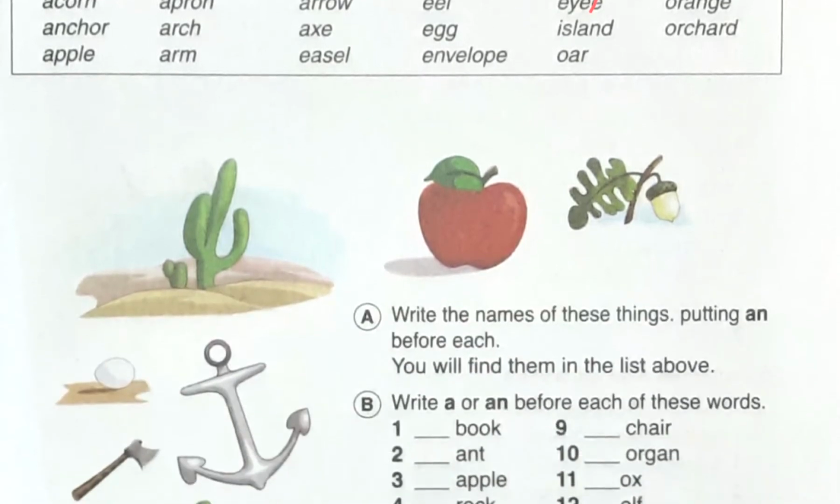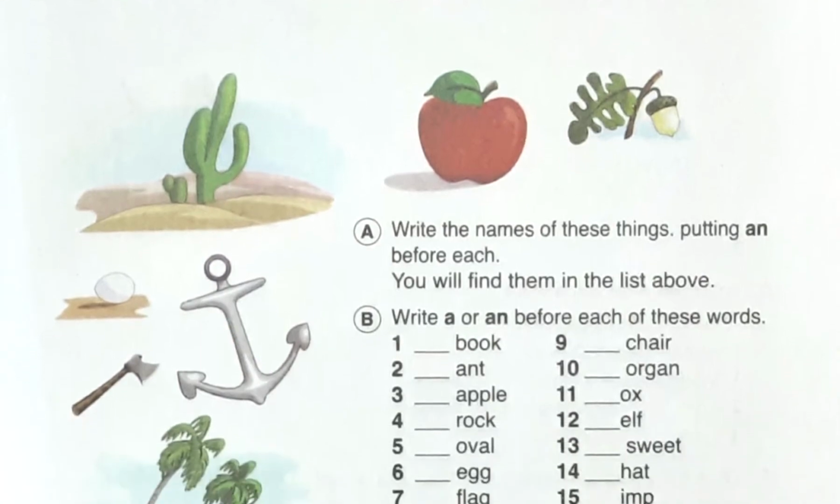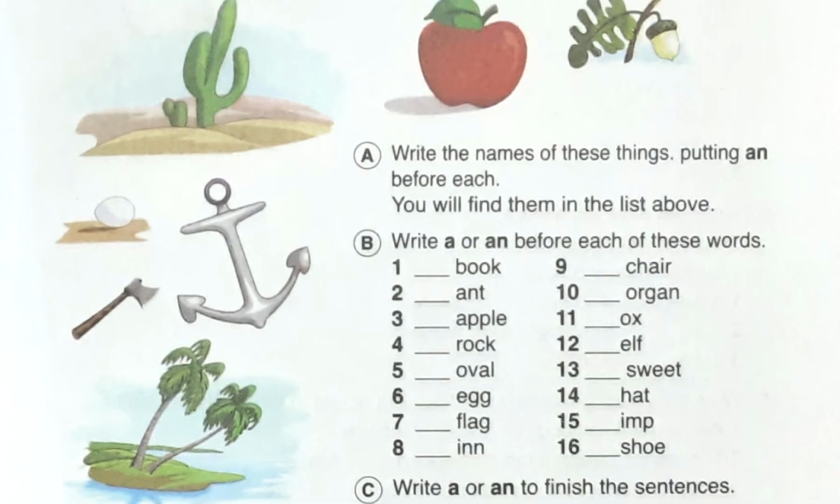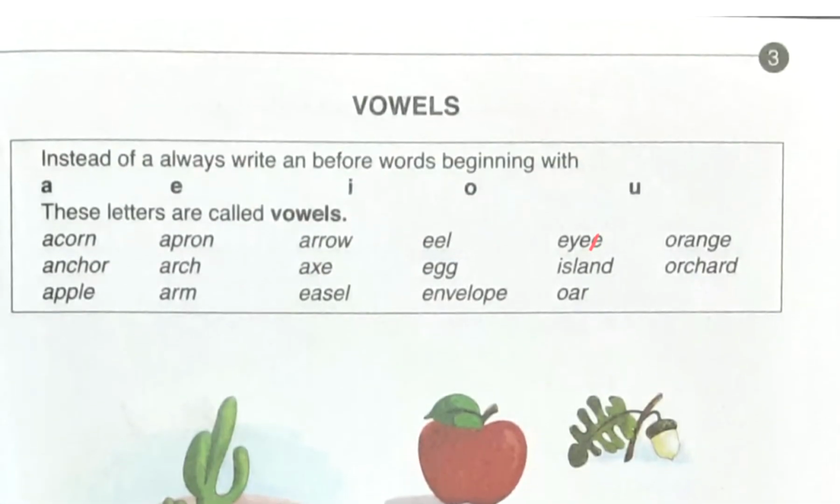Here, exercise number 1, it is written, write the names of these things putting an before each. You will find them in the list above. So, it means there are some pictures and you need to add an before them. These names are written in the list, you can take help from this place. Okay. So, let us start.